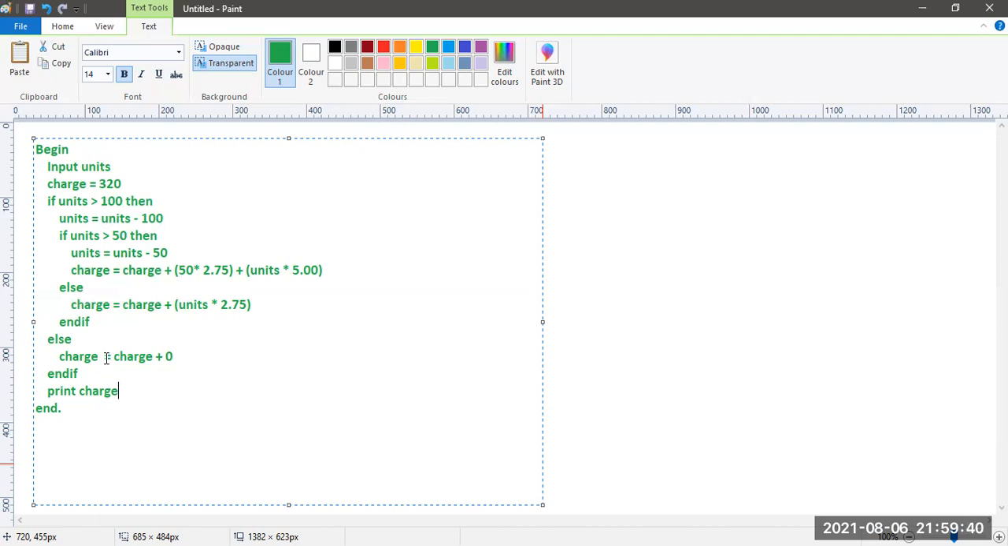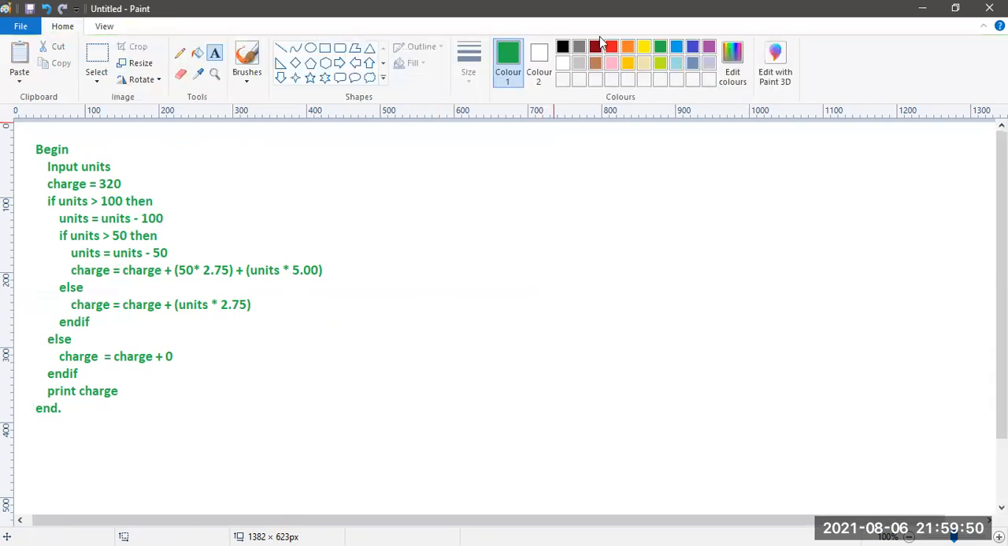Okay. In the class, we are going to print the chart. Now that I have given you the pseudo code, can you all draw the flowchart for this and show me? I'll give you 10 minutes. Give me the flowchart for this.